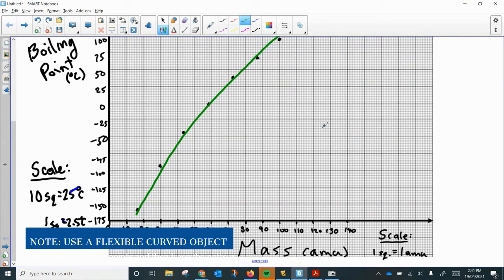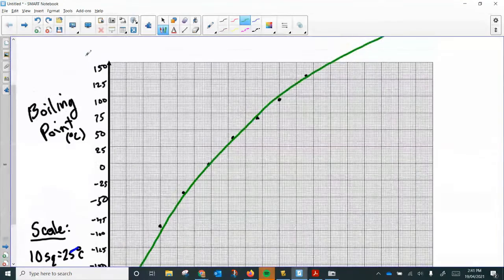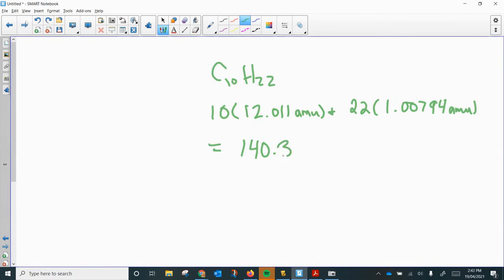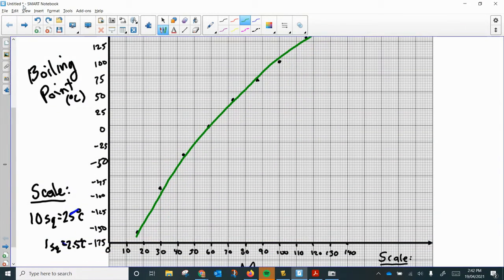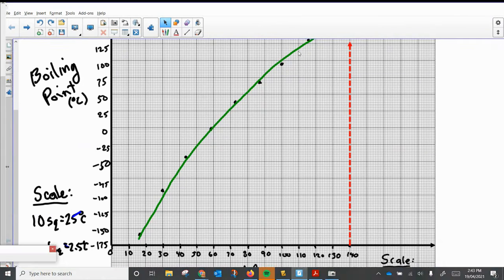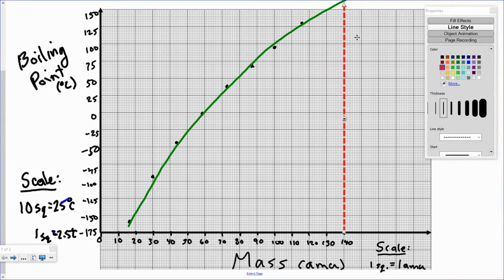Now, we have to predict the atomic mass of decane, but it looks like it's off our graph. Let's take a look here. So one way we might read our graph is we might look where the atomic mass of 140 would fall along our line of best fit, and we can make our prediction. As it stands currently, my graph does not extend that far.